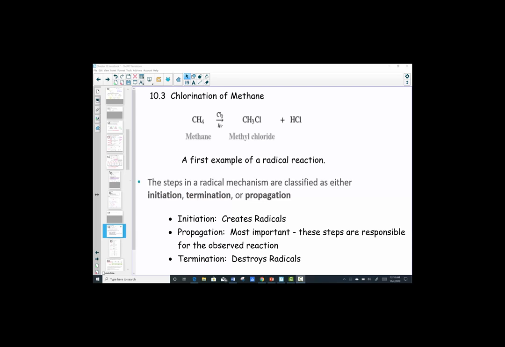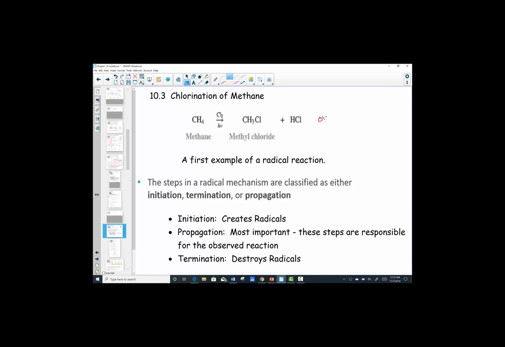This is Mrs. Hanson, and we're picking up in our next lesson in our radical reactions chapter, looking at a specific example called the chlorination of methane. As we begin thinking about the radical mechanisms that were presented from our last section and applying them to this specific example, we're going to focus in on the three major steps for any radical reaction: to begin, to propagate, and to terminate.